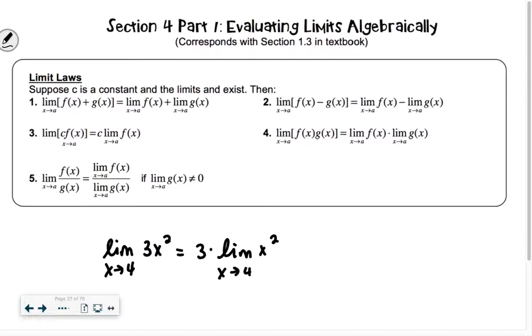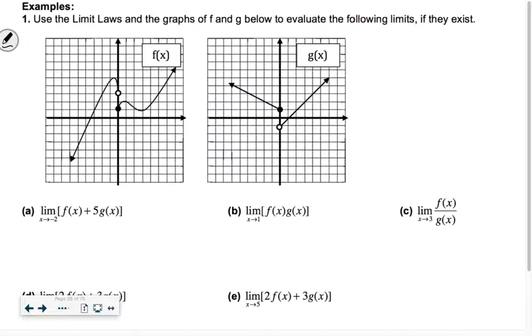So same thing with division. Number 5, we can divide two limits, and we just say that it's fine as long as the limit as x goes to a of the denominator isn't equal to 0. We can't divide by 0. All right, so it says use the limit laws and the graphs of f and g below to evaluate the following limits if they exist. So this could definitely be a type of question that would be on the AP test.